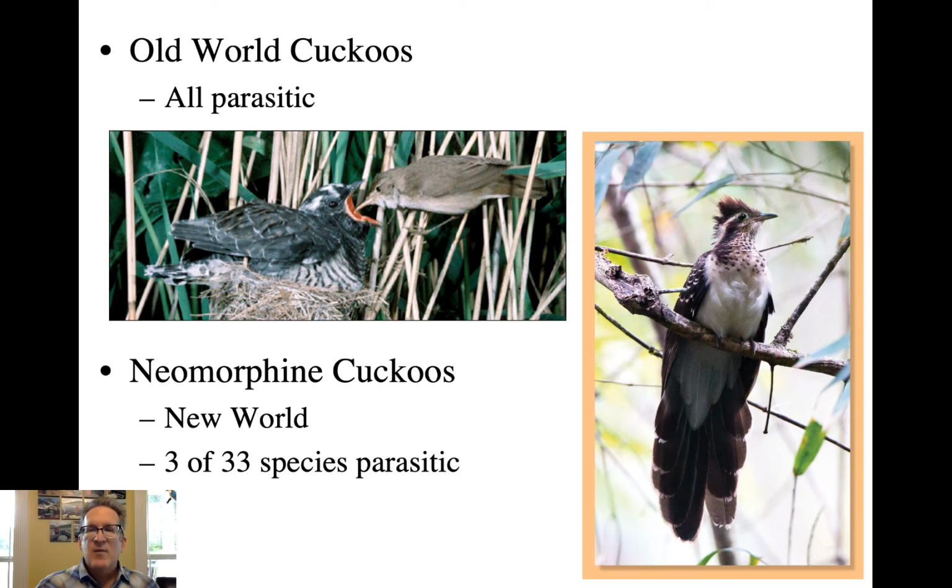On the right, we have a New World cuckoo. The neomorphine cuckoos, the New World species, don't show nearly as much parasitism. It has evolved in 3 out of 33 species.